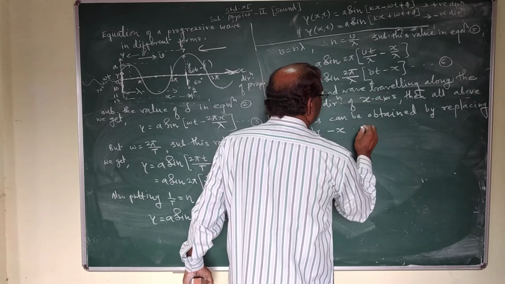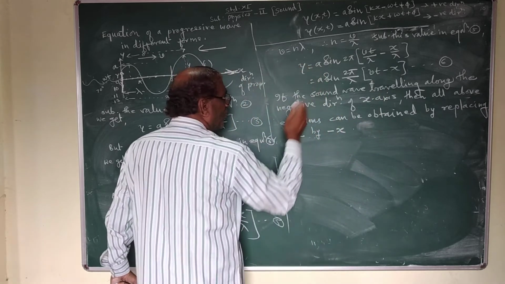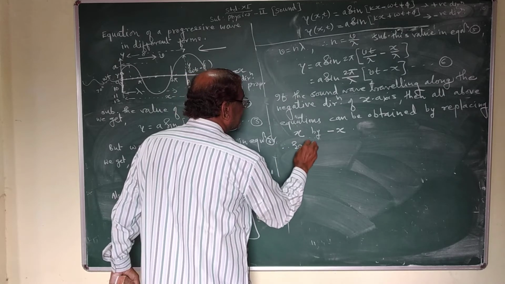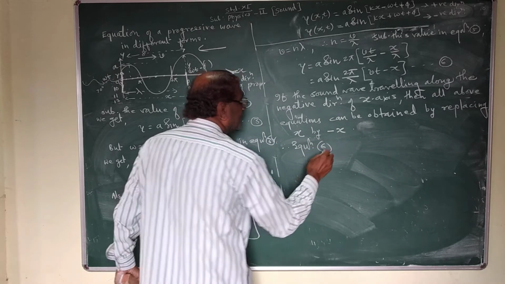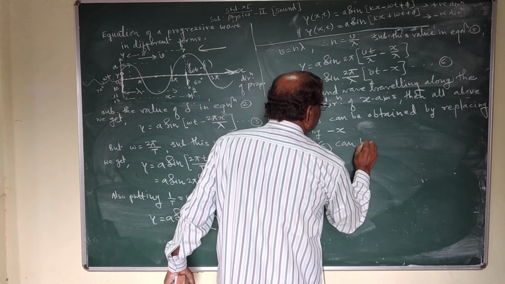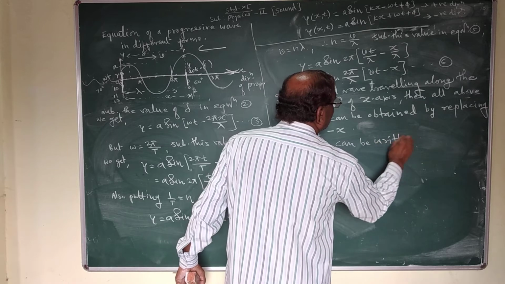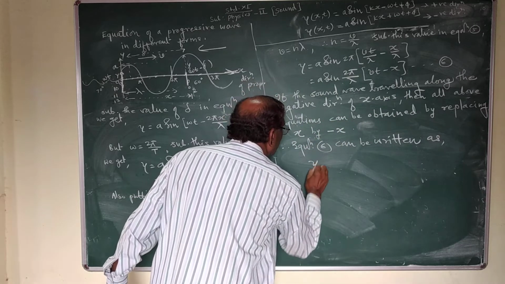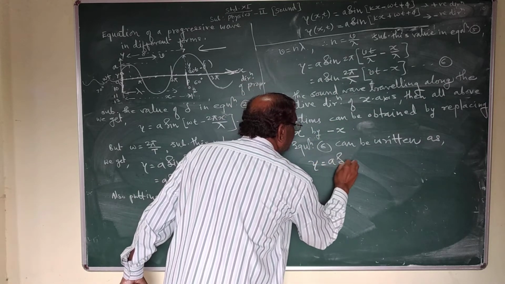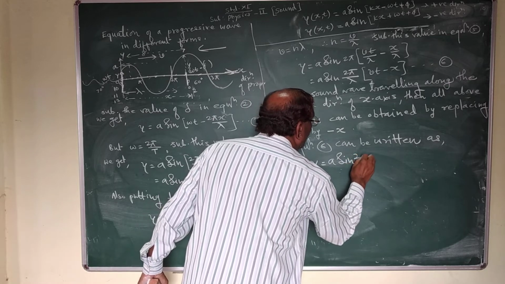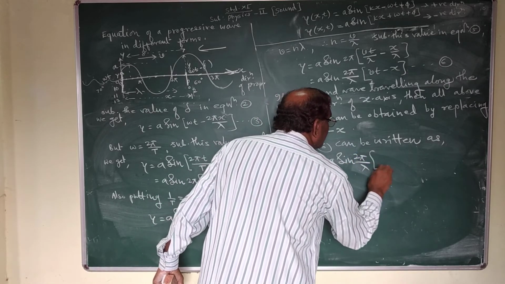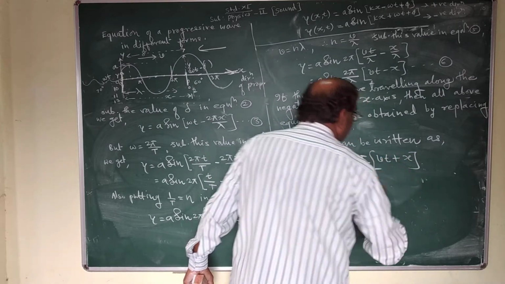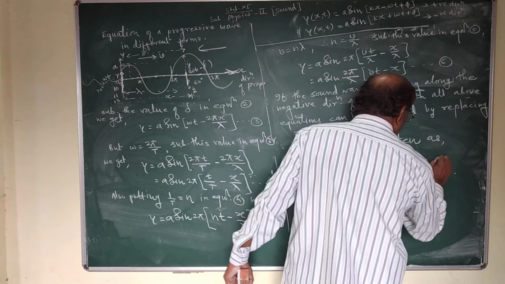Therefore equation 6 we can write in one form. Therefore equation 6 can be written as y is equal to a sin 2 pi upon lambda in bracket Vt plus x. This is one of the forms, 7.